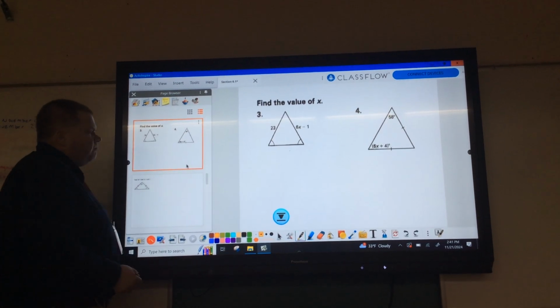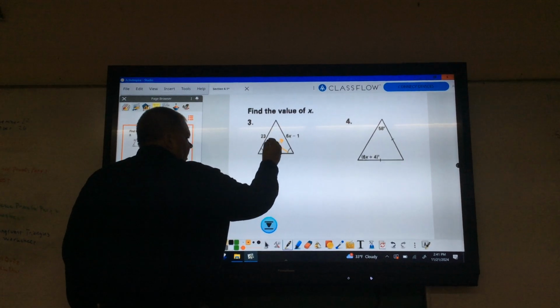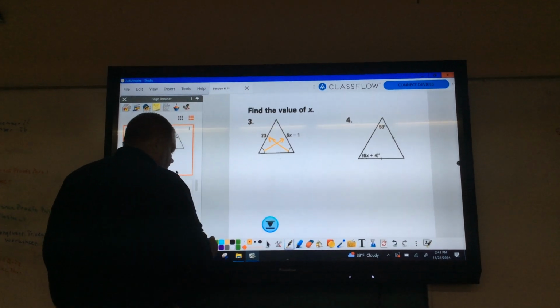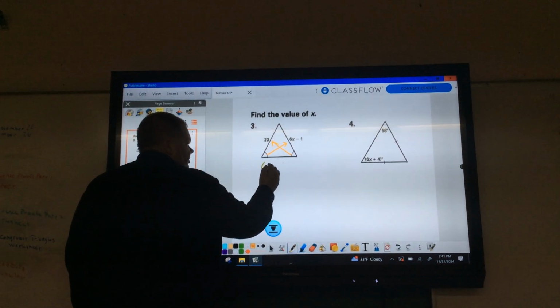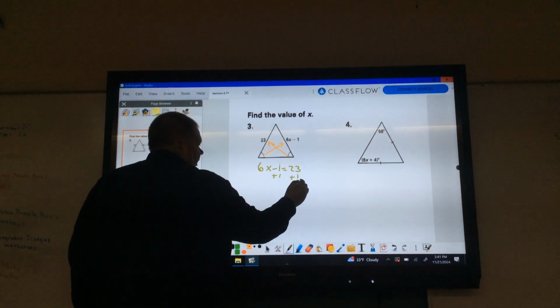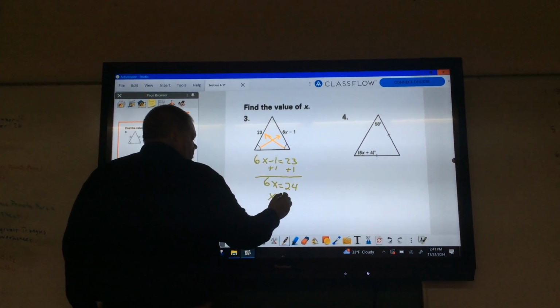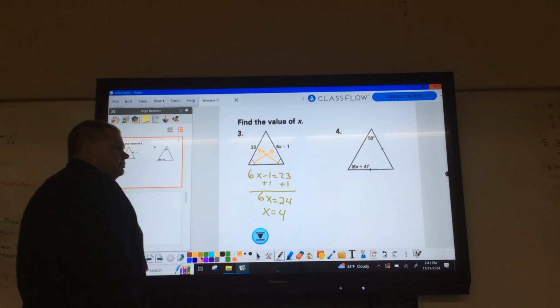Okay. Here's another couple examples. Again, with the sides, these two sides here have to be equal because our angles are the same. So 6x minus 1 is going to equal 23. We'll add our 1 to both sides, so 6x is 24. And 24 divided by 6 is 4.